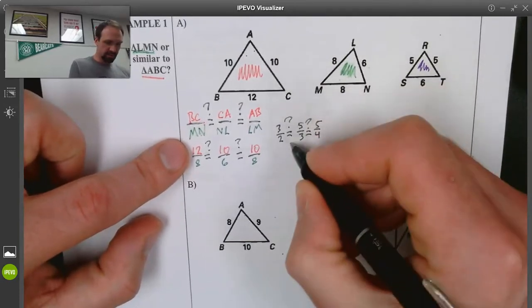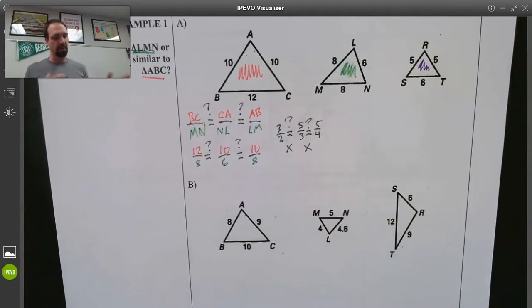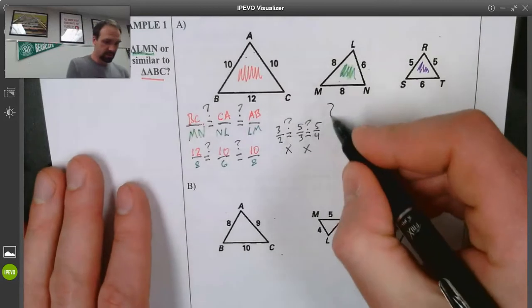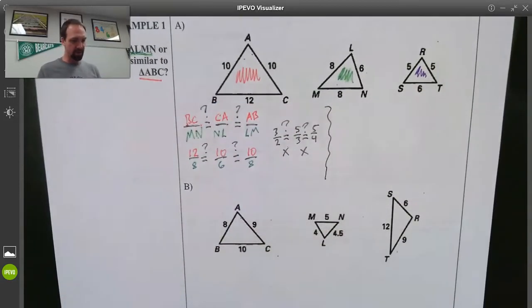So these aren't equal. So I know that triangle ABC and triangle LMN can't be similar. So now, hoping then that this triangle is similar to the other one.